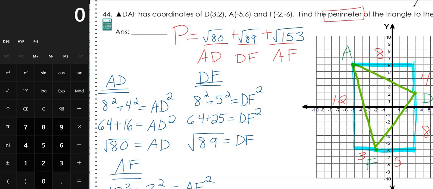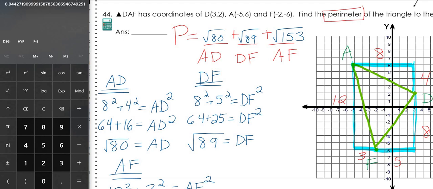Now remember, the reason I didn't put them into my calculator individually is because I didn't want to round too early. So now I'm going to put all of these in with their square roots into the calculator. So I'm going to take the square root of 80, which is approximately 8.9. To that, I'm going to add the square root of 89. I type 89, then I hit the square root. The square root of 89 is approximately 9.4. Okay, hit equals to add them together. And then lastly, the square root of 153, which is approximately 12.4. Yes, go ahead and add it. And so now our final answer is on the screen. Without rounding, that's our final answer.